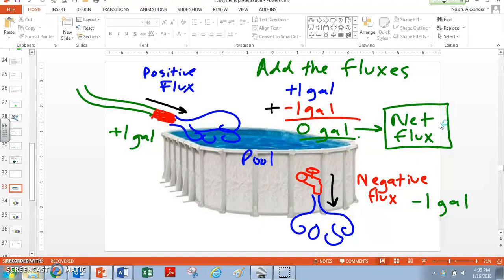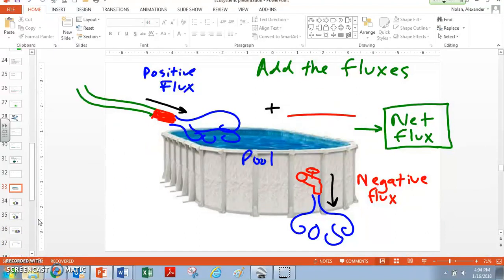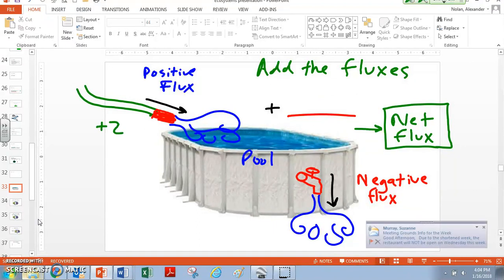We can take a few other really simple examples. So let me go ahead and clear this off. So now let's say that instead of adding 1 gallon and then subtracting 1 gallon, our positive flux is actually 2 gallons, and our negative flux remains negative 1 gallon.